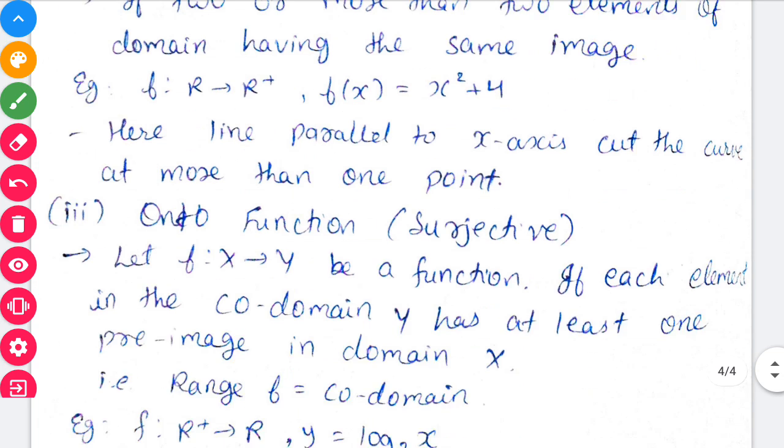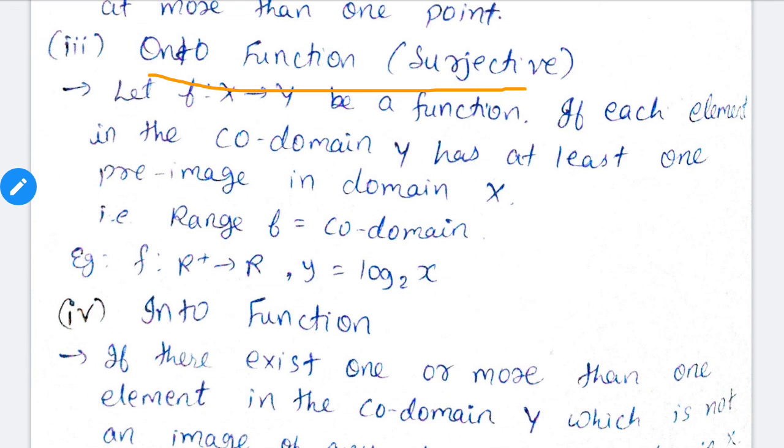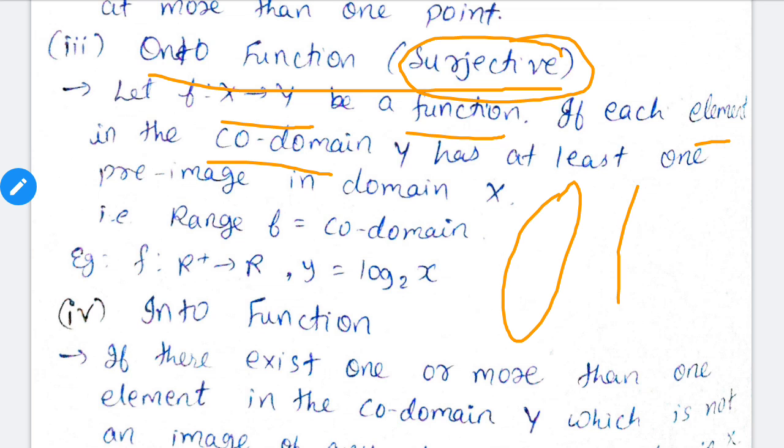Now the third one is onto function. Onto function is also known as surjective function. Many times the word onto is not given, so if surjective is given, then it means onto is asked. If f is a function from X to Y, then if each element in the codomain Y has at least one pre-image in domain X, that is, range of f is equal to codomain, then it is known as onto function. Let's see an example.